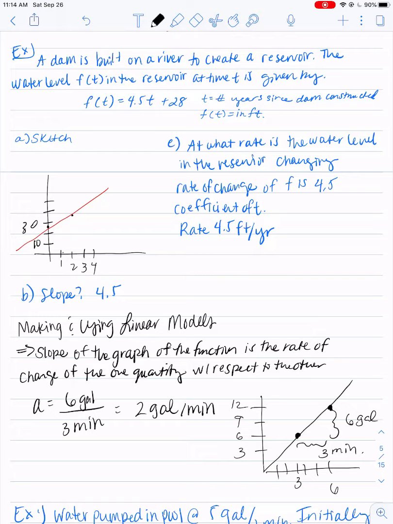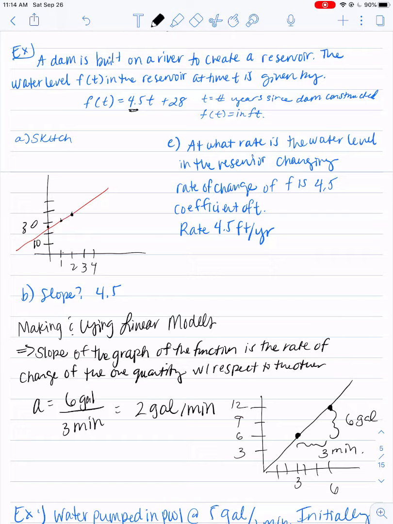So I just went ahead and plotted the y-intercept 28, and then I did 4.5 as my slope, and then I plotted the next point and then drew the line through it. So I went up 4.5, and then one across, up 4.5, and then one across. So my rise over run. For b, what's the slope? So we know the slope from our linear function is 4.5. So our slope is 4.5.